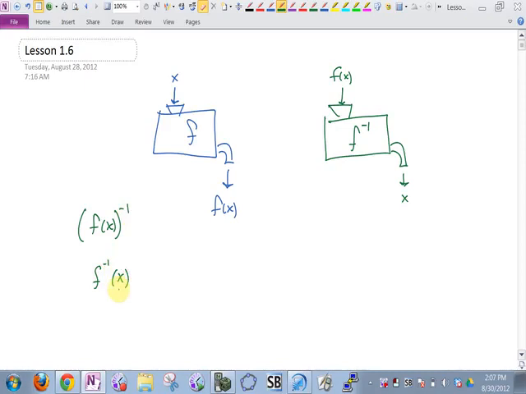reciprocal. Okay? Sine has an inverse function. We call it arcsine. It also has a reciprocal function. We call it cosecant. Cosecant and arcsine are completely different functions. We'll learn all about those this year. Okay?